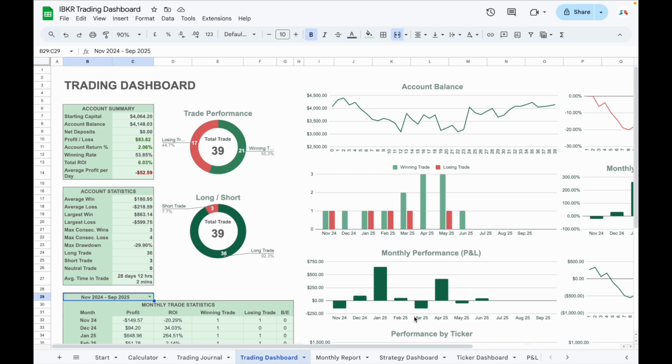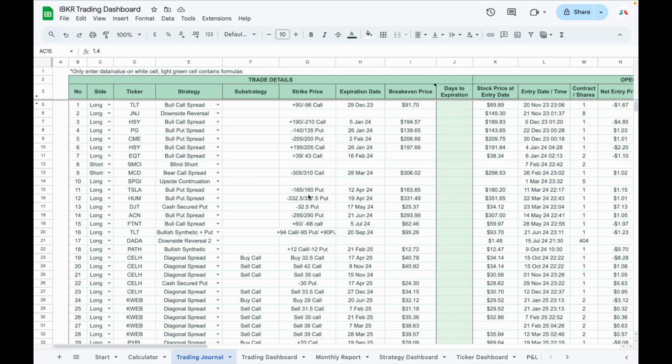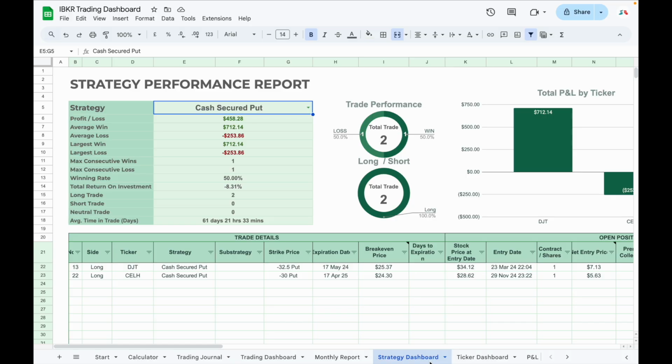Hi everyone, in this video I'm going to share how I track every options and stock trade using my trading journal spreadsheet, and how this has helped me recover from nearly 30% of drawdown to a positive return in my trading account. Tracking every trade is extremely important. If you don't track your trade, you could be losing money without even realizing it. I will walk you through how I track my trades and how this process has helped me improve my performance over time. I will also show you how I analyze trades by strategy using this journal.